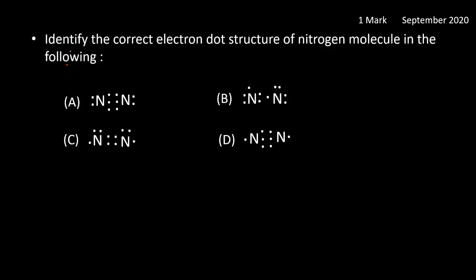In these four options, option A is the correct answer because the atomic number of nitrogen is 7 and its valency is 3. So it needs 3 more electrons to become octet. In order to attain an octet or stable, each nitrogen atom in a molecule contributes 3 electrons, giving rise to 3 shared pairs of electrons.